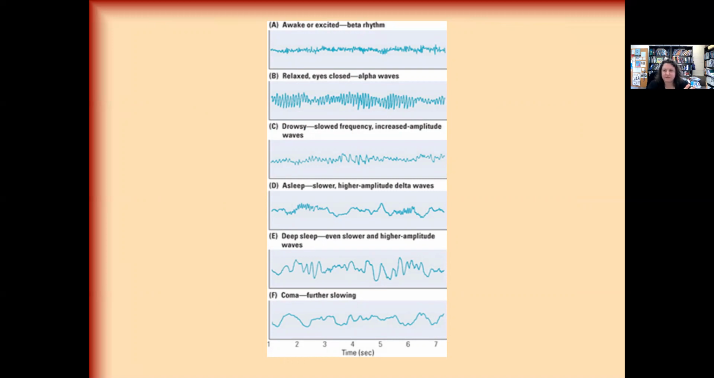Drowsy happens when we start slowing things down with theta waves. Then you have asleep, your delta waves, and then deep sleep. You have these slower, high amplitude waves, and then finally, if you're in a coma, there's even further slowing. Now, the really interesting thing is if you're in rapid eye movement sleep, REM sleep, where we do most of our dreaming, you'll actually look most like beta rhythms, most like you're awake, as opposed to the others.